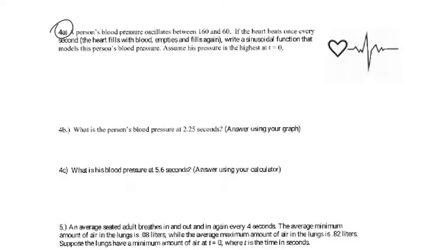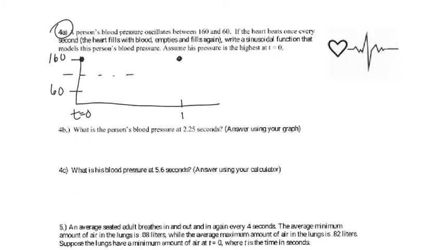So I'm going to start with a graph because that's how I kind of operate best. I know the minimum is 60 and the maximum is 160. And then it says every 1 second, so I know it's going to take 1 second to make one round. The pressure is highest at t equals 0, so I know I'm going to be at the top at 0. Then I'm going to be at the top again. I haven't traced out my midline. I don't know what it is yet, but I can put it in there.